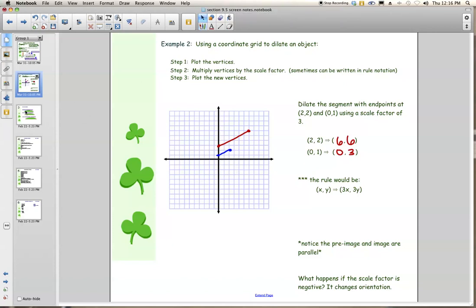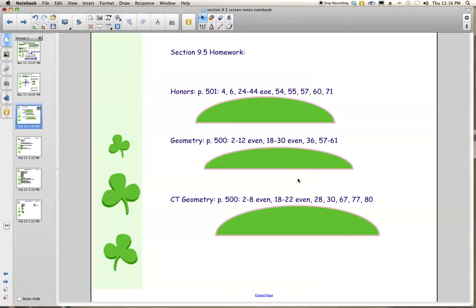Your homework for this section is as follows.